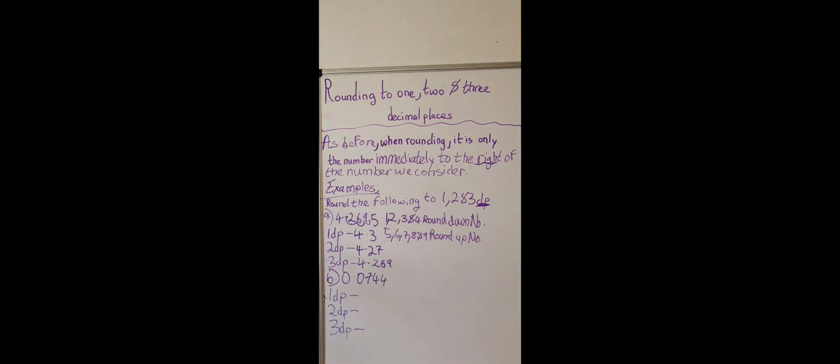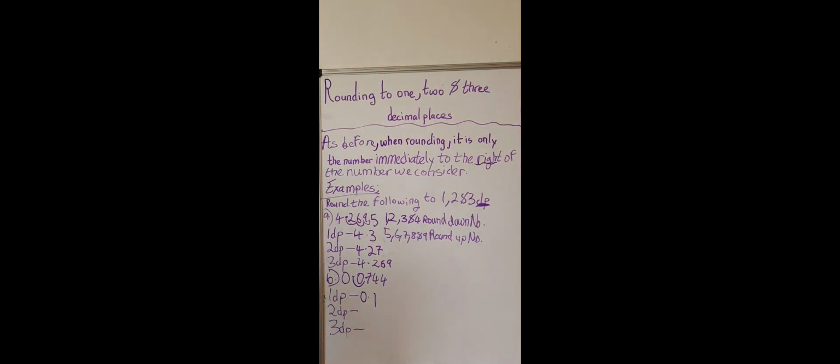So let's move on to B. We have 0.744, and let's round it to 1 decimal place. 1 decimal place will go 1. 7 is a round up number, so it's going to be 0.7. I hope you understand what I'm saying. If you are a bit confused or have any questions, just drop them in the comment section and I'm going to respond.